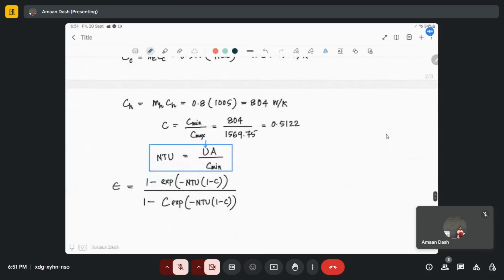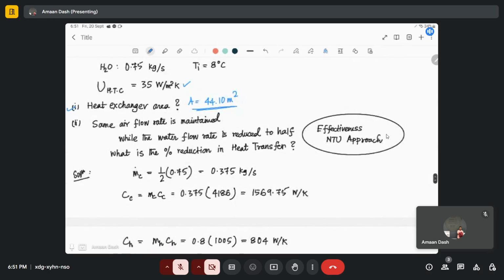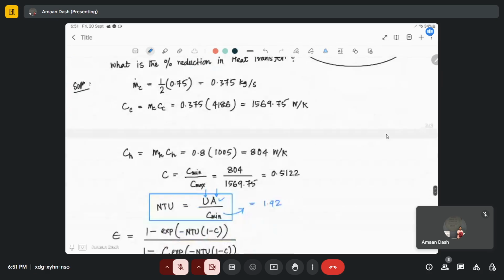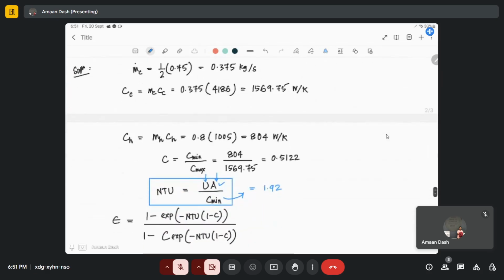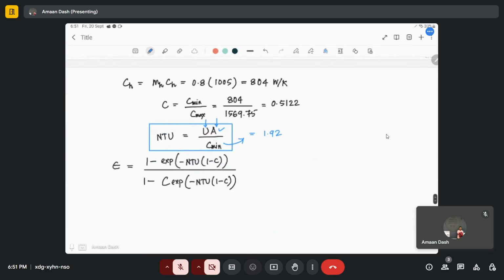So you know A, you know C minimum also. So the NTU, if you calculate, will come to be 1.92, and that will remain the same because the overall heat transfer coefficient is not changing. The same heat exchanger area from the first part is used, because only the flow rate is reduced by half and you have this C minimum. So the NTU will be the same as the original situation.